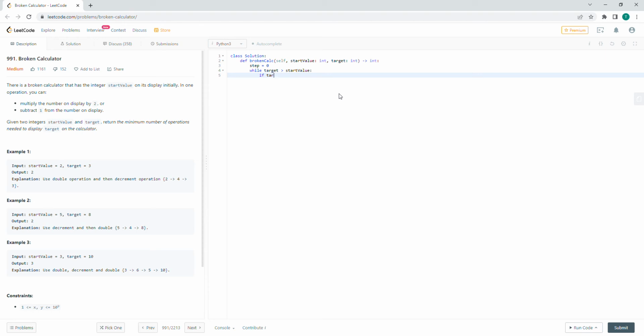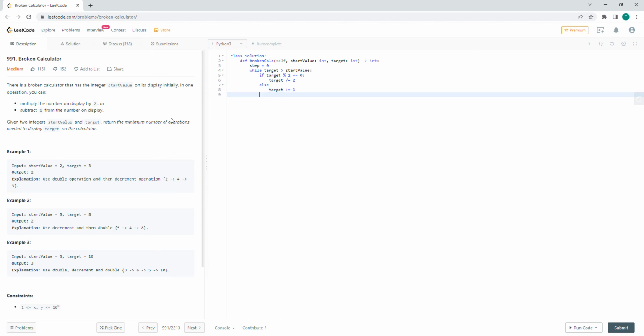So if the target is greater than the start value, what we're going to do is divide it by 2, or take the modulus of that by 2 equal to 0. So we know that we have to use the double operation. That means we have to take the target and divide it by 2. Else, if it's not divisible by 2, then what we do is increment by 1, because we subtract 1 and we do the opposite of that, which will be plus 1.